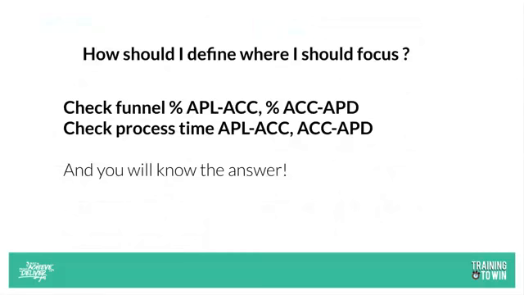Great. So how should we define where I should focus? I think this is two very simple things. First, check the funnel. Where is your bottleneck? Is it happening with apply to accept or accept to approve? And also check the process time. How many days is apply to accept and how many days is accept to approve? And then you will know where you should focus on.